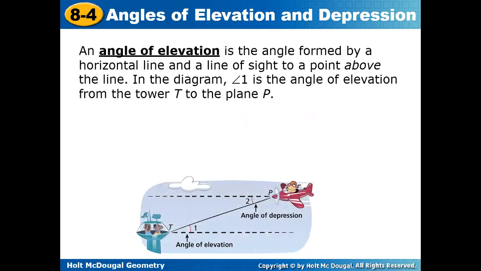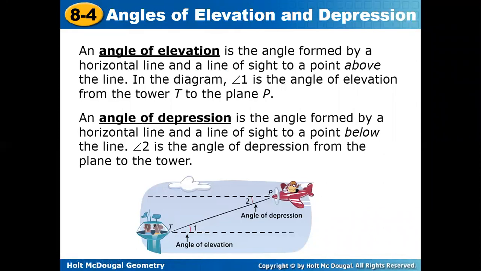First of all, an angle of elevation is the angle formed by a horizontal line and a line of sight to a point above the line. If you look at this diagram, we have angle number 1. This angle is formed by a horizontal line here, this dashed line, and a line of sight to a point. This point is above the horizontal line, okay?